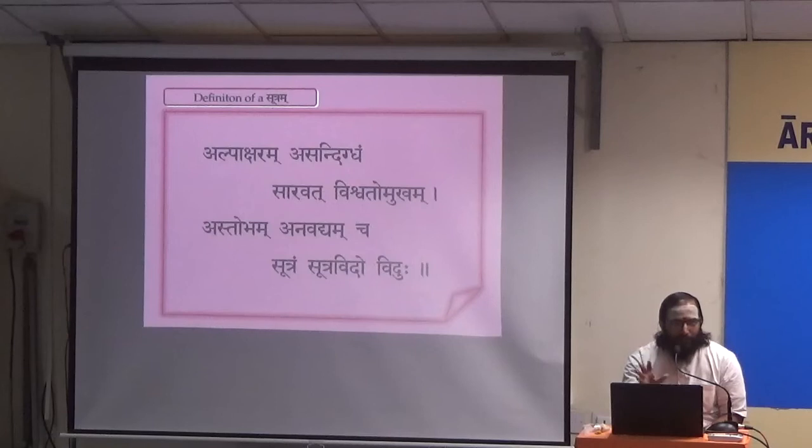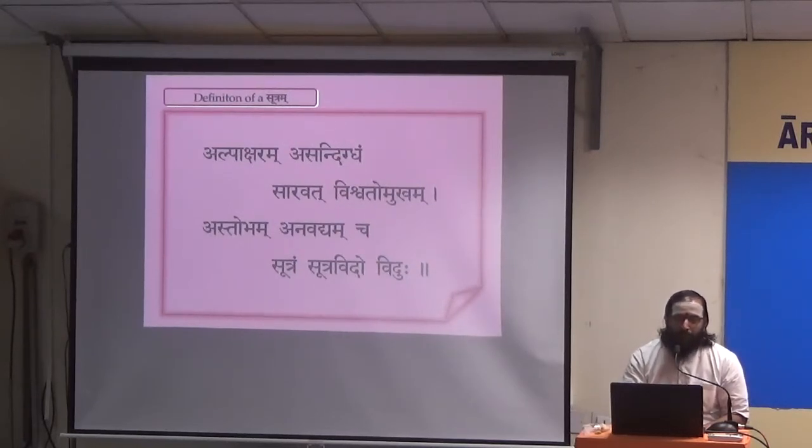So, minimum number of letters you have to use in the sutra, and the number of sutras also minimum. Minimum letters, minimum words, and minimum sutras. In the Ashtadhyayi, there are about 4,000 sutras. The number varies from book to book; some say 3,987. You cannot compress this further, because he has presented the whole grammar in the minimum number of sutras. You can extend it, anybody can do that, but the whole information is tightly packed. That is the important characteristic of a sutra, alpaksharam.